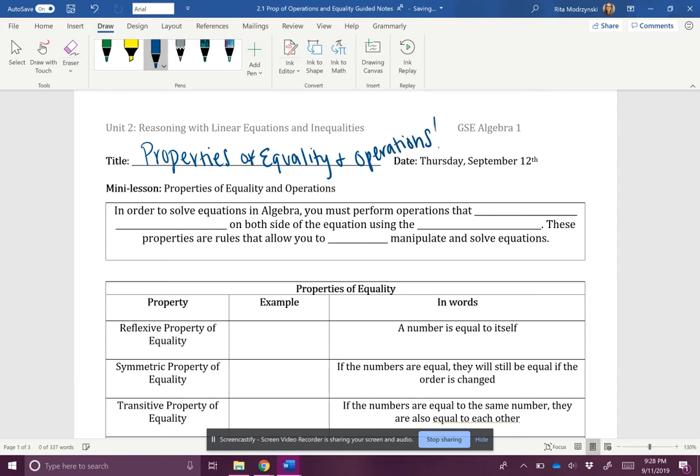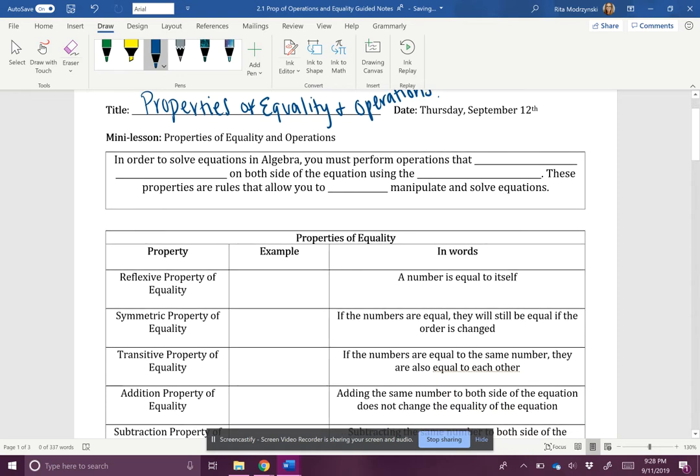All right. So we're on our mini lesson part. In order to solve equations in algebra, you must perform operations that maintain equality on both sides of an equation. And the way we do that is we use the properties of equality. I'm going to put EQ for equality. These properties are rules that allow you to balance, manipulate, and solve equations.